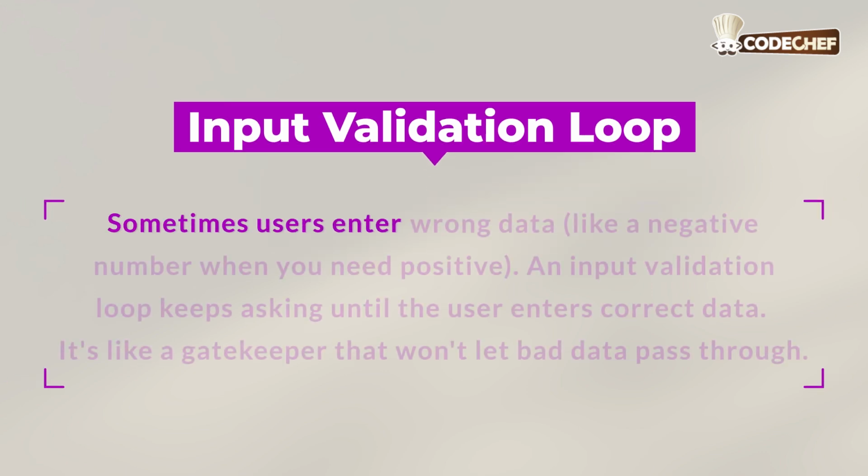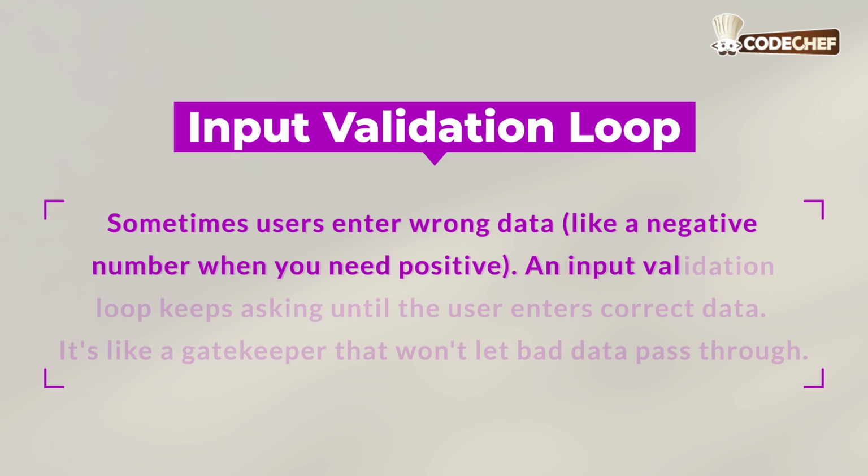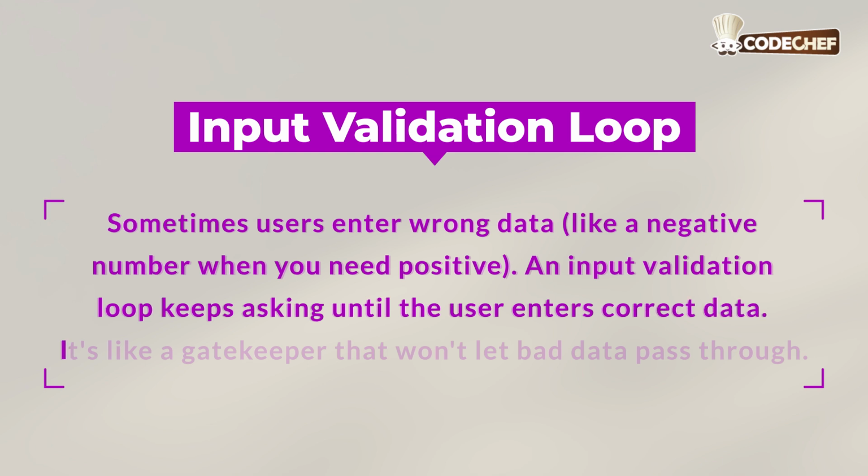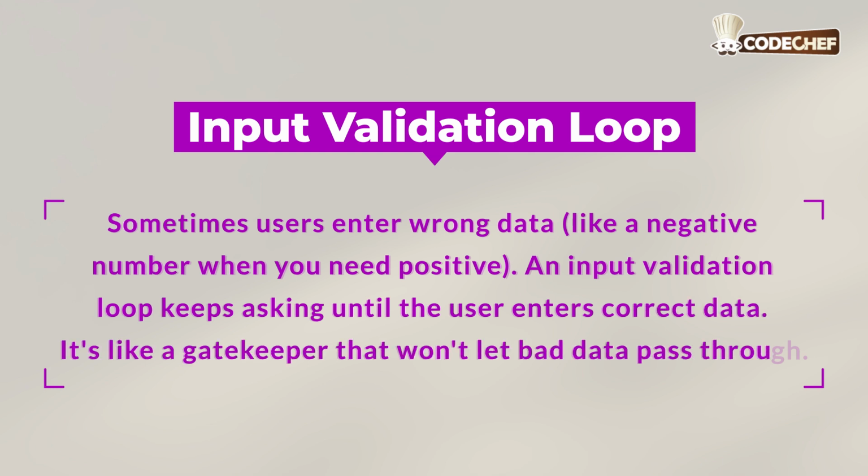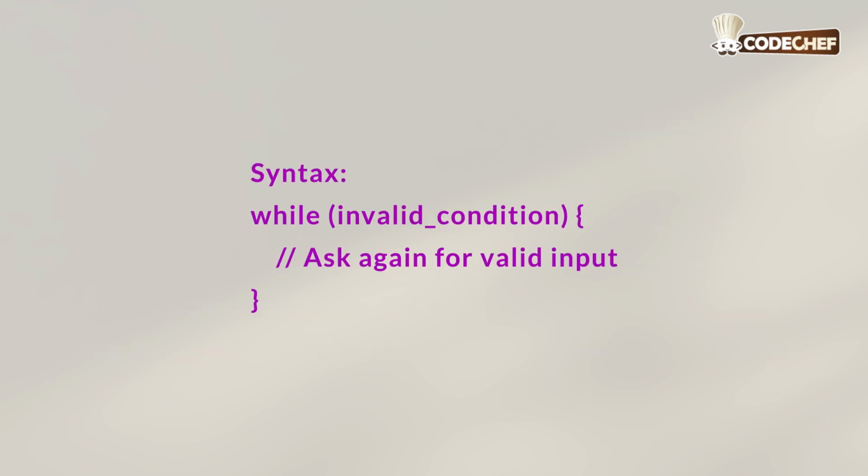Sometimes users enter wrong data, like a negative number when you need a positive one. An input validation loop keeps asking until the user enters correct data. It's like a gatekeeper that won't let bad data pass through. The syntax is: while invalid condition, ask for valid input again.